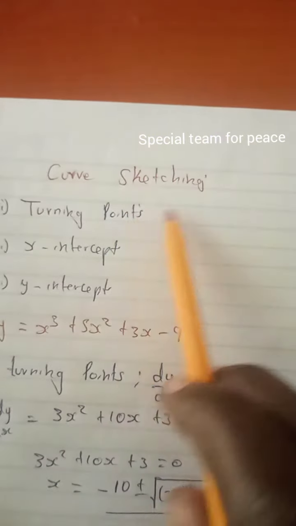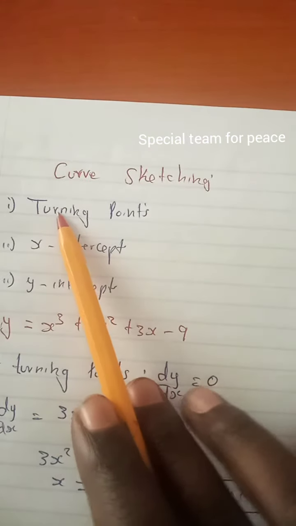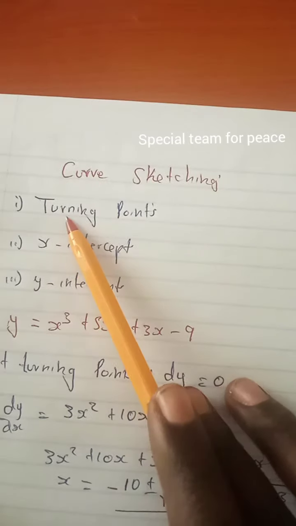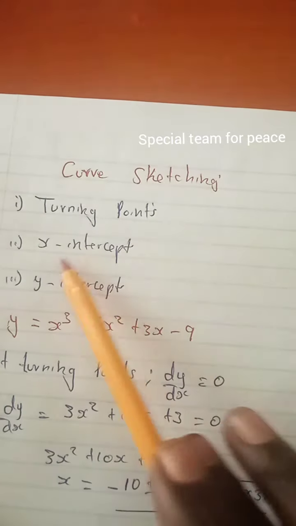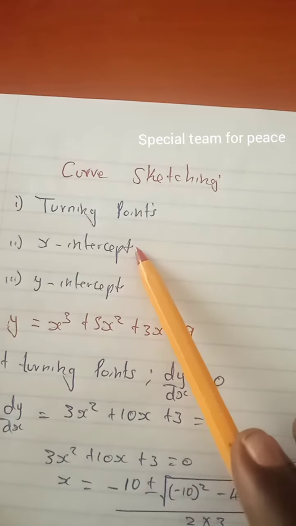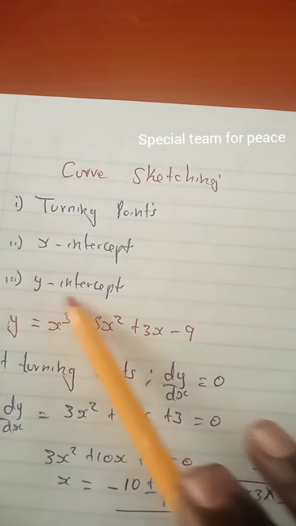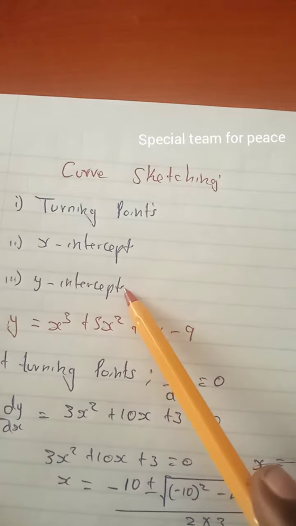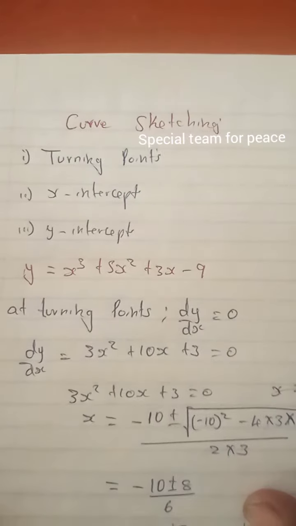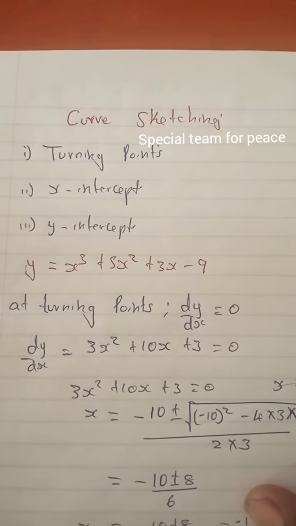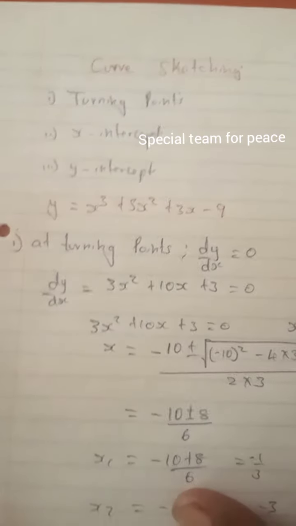So under curve sketching, the first thing is to note the key elements. You are first supposed to find the turning points so that you will plot the turning points. Find the x-intercept of that curve so that you will also plot it. Then find the y-intercept so that you will also plot the y-intercept points. Getting those points, which will be 4 and above, will give you the exact curve to be sketched.